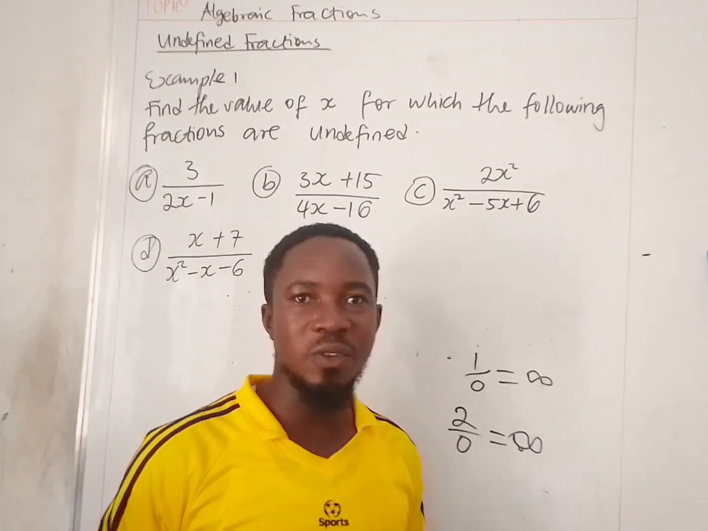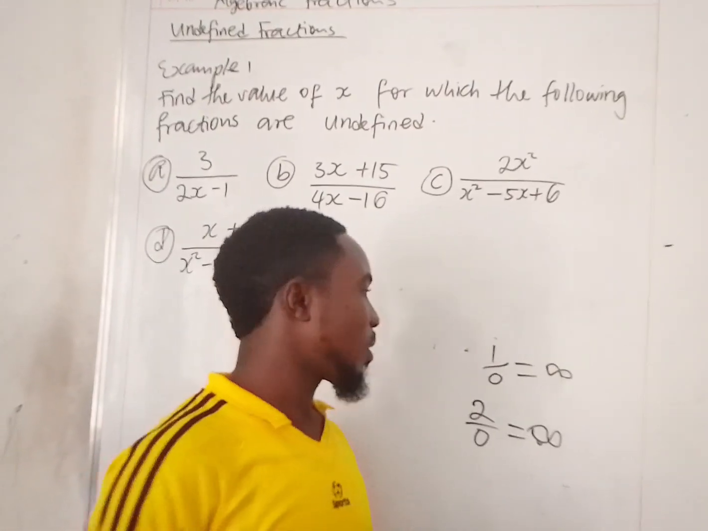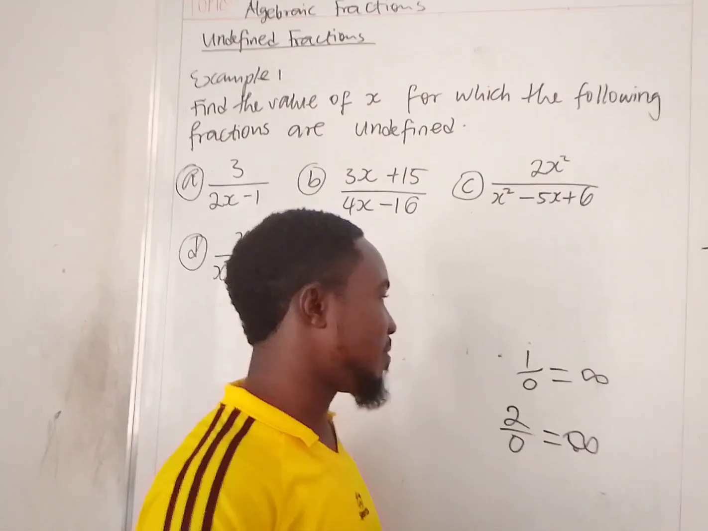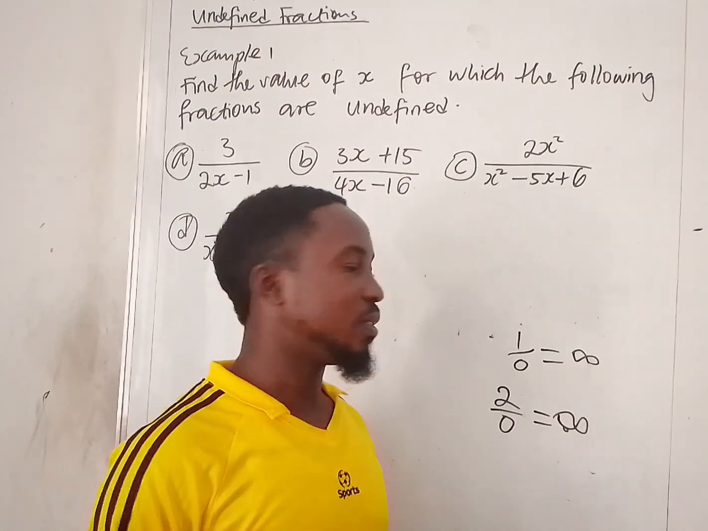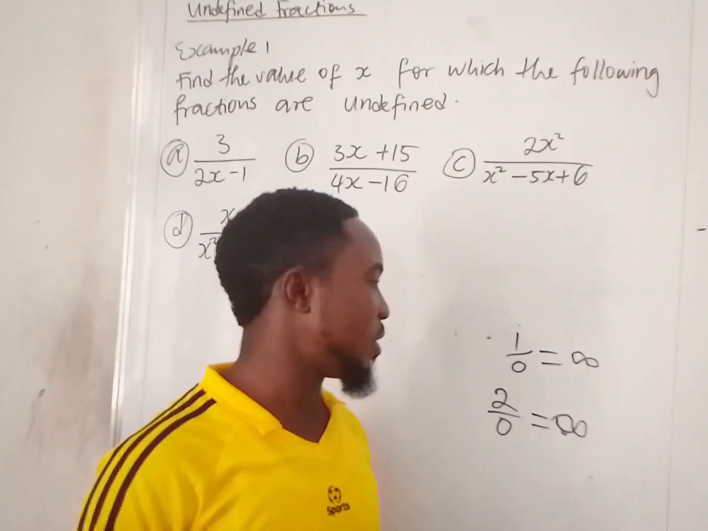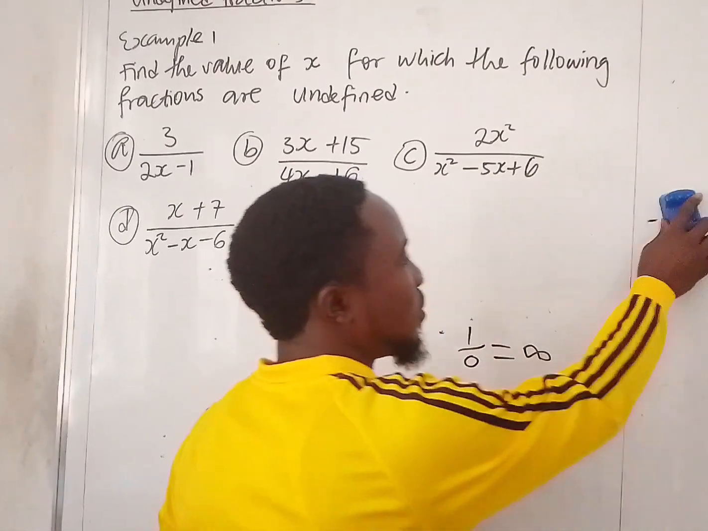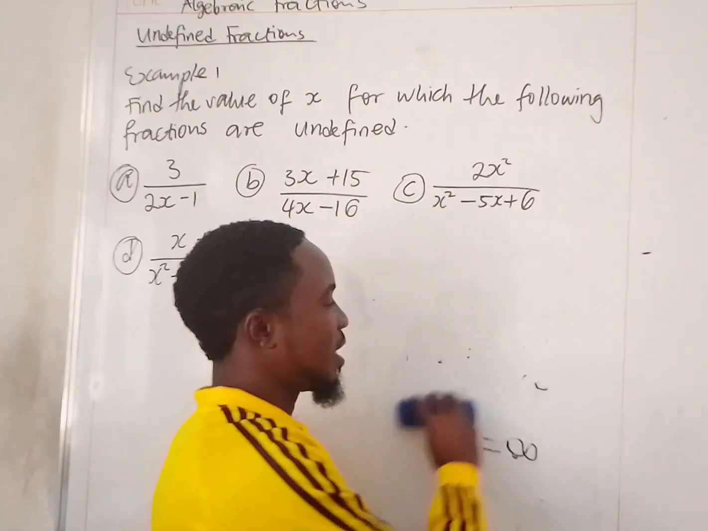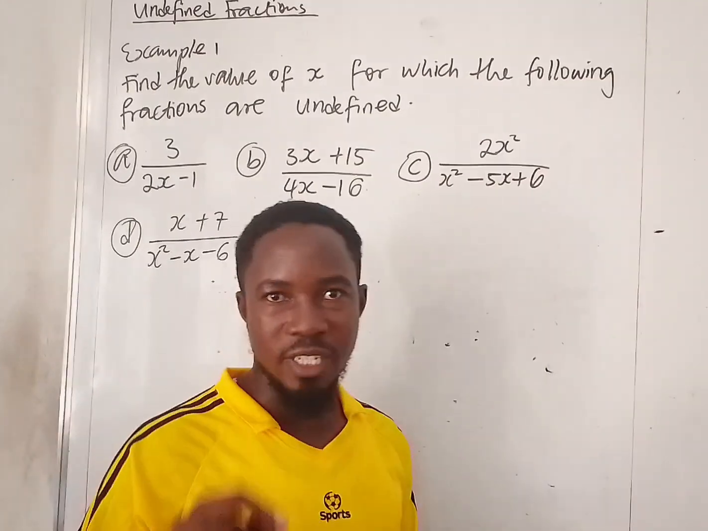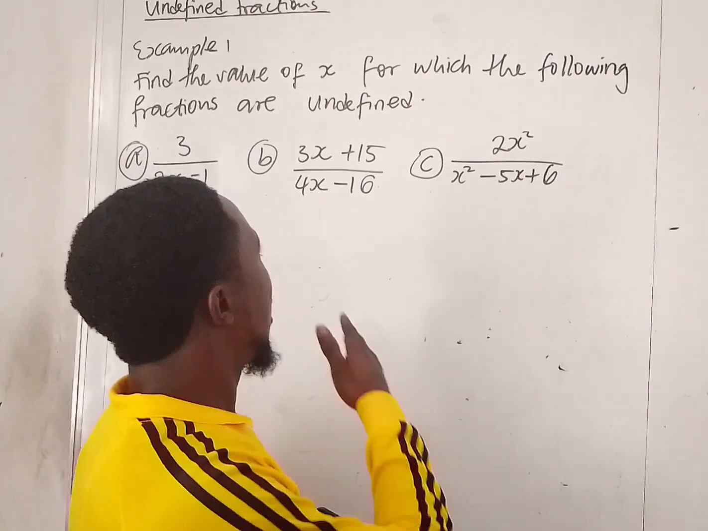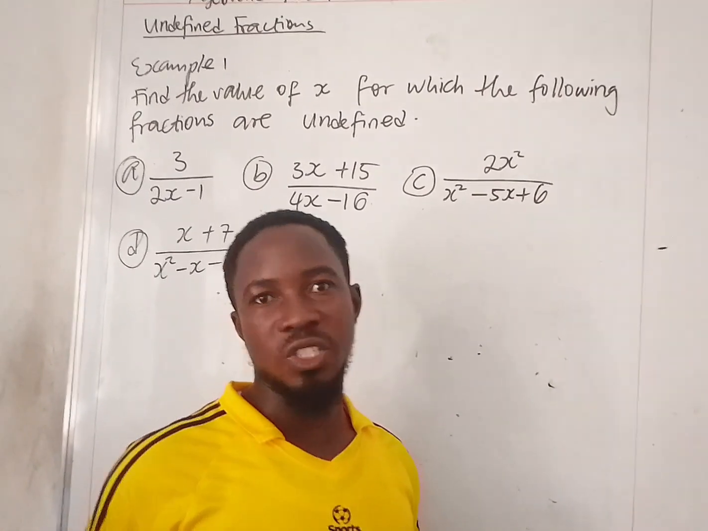Now, for those of you who have your calculators with you, use your calculator and type any number divided by 0. A lot of you that are using a Casio calculator will see the answer displayed on your screen will be syntax error. But for those of you who are using a more advanced scientific calculator, the answer you will get will be undefined.